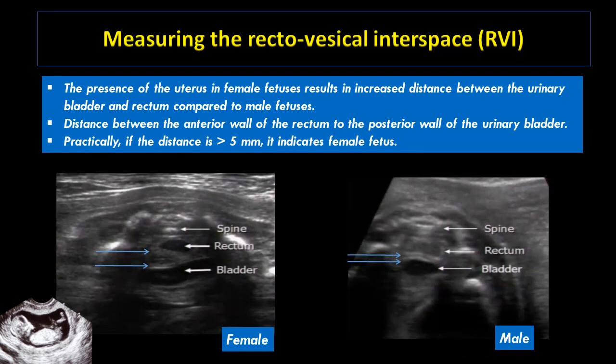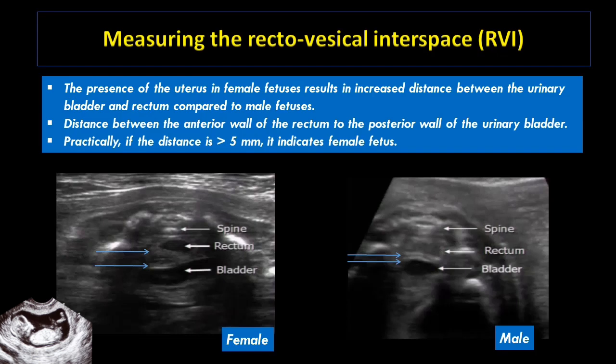Measurement of recto-vesical interspace. The presence of the uterus in female fetuses results in an increased distance between the urinary bladder and rectum as compared to male fetuses. Measuring the distance between the posterior wall of the bladder and the anterior wall of the rectum allowed us to determine fetal sex correctly between 14 and 40 weeks of gestation.